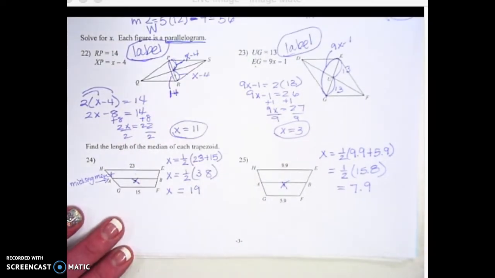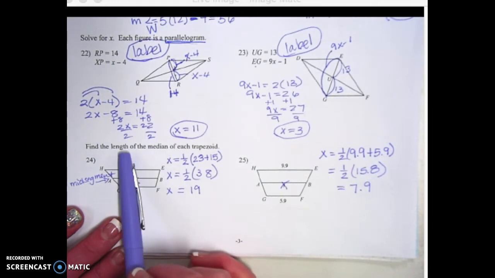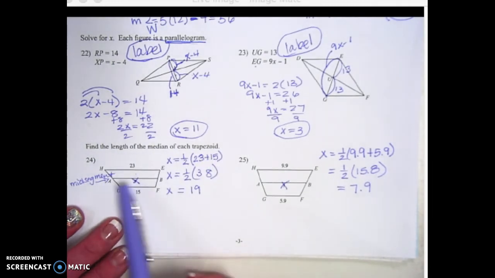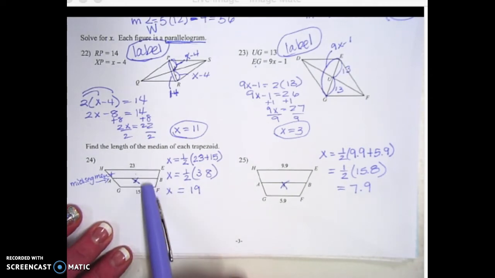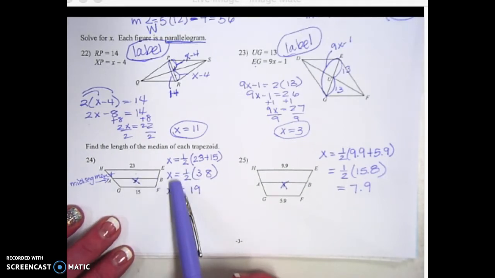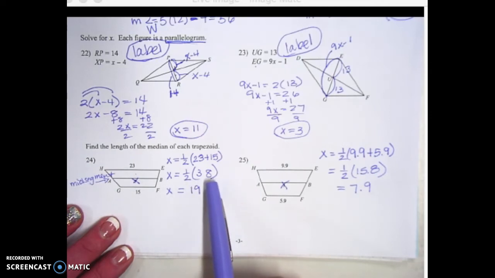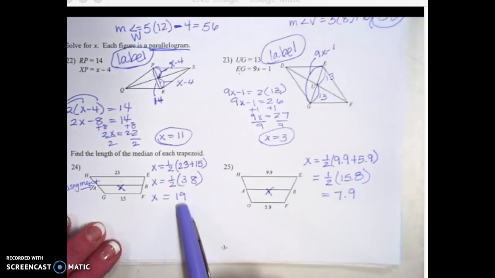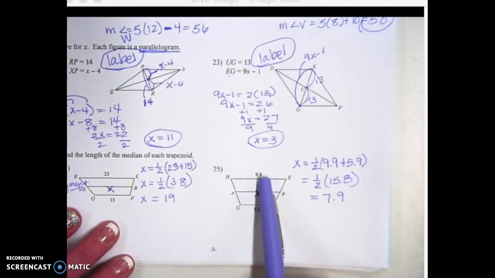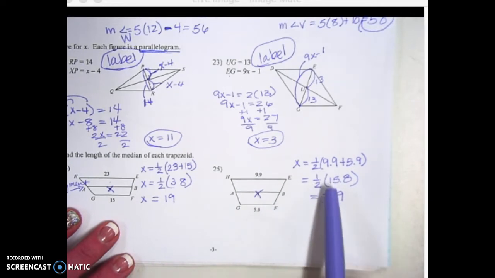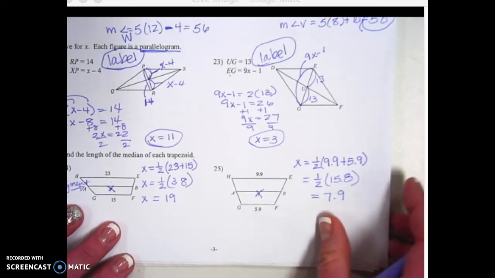Down to 24 and 25. Find the length of the median of each trapezoid. So this is called the mid-segment. It joins the two midpoints of each of the two legs of that trapezoid. So that mid-segment is going to be equal to half of the two bases added together. So you just add the 23 and the 15 to get 38. Divided by 2 or multiply it by 1/2, you should get 19. 25 is the exact same way, except they put decimals there. Add them together, divide by 2, you should get 7.9.